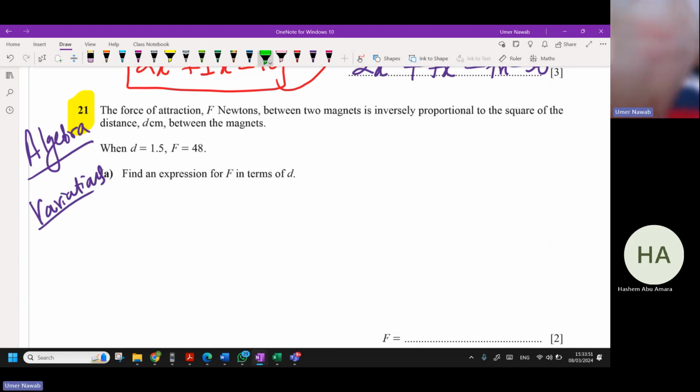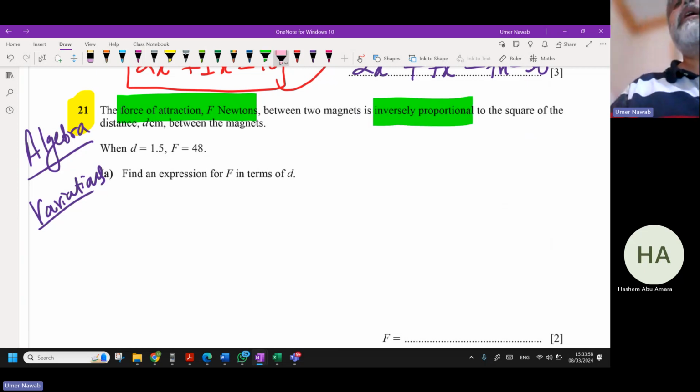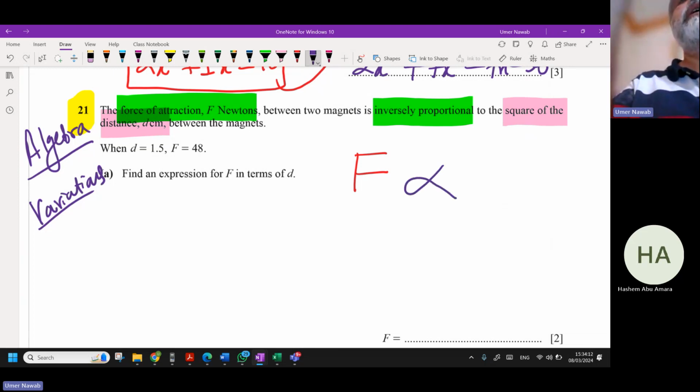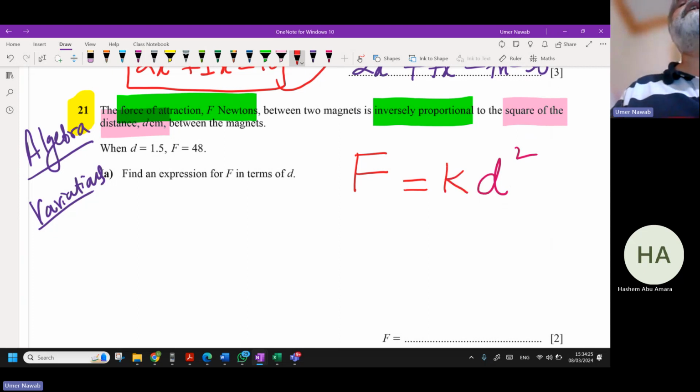What are the two things related to each other? Force in newtons is inversely proportional to the square of the distance. Wow. Force is directly proportional. In the class, how did I teach you? This is the sign of proportionality. Force is directly proportional to the square of the distance. So I remove the proportional signs. I want to make an equation. So F equals K d squared.